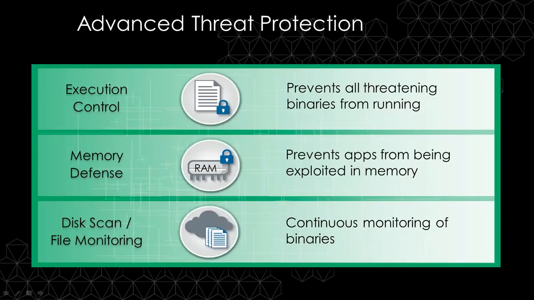So advanced threat protection, these are the three pieces. We have execution control. This prevents all threatening binaries from running. This is a configurable option, but we tend to see our customers move into execution control as quickly as possible. This is the set it and forget it. Don't let anything bad run, and I know I'm good. So instead of inventing a better smoke detector, we're preventing the fire from ever starting. Memory defense runs on top of that to prevent apps from being exploited in memory.